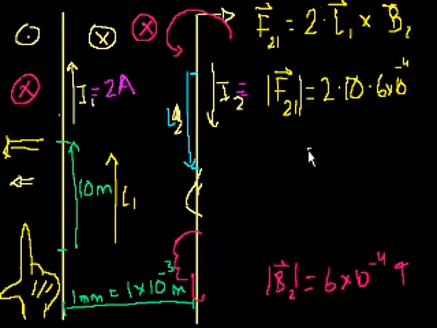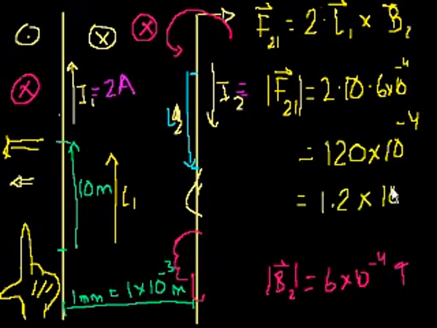So anyway, this gives us 20 times 6, 120 times 10 to the minus 4. That's the same thing as 1.2 times 10 to the minus 2. So the magnitude of the force from current 2 on wire 1 is 1.2 times 10 to the minus 2 newtons, because we used all the right units. And the direction is outward. And if we knew the mass of this, you would just divide the force by the mass, and you would know how fast it's accelerating at that moment outwards.